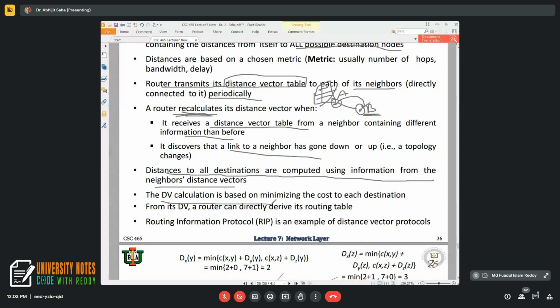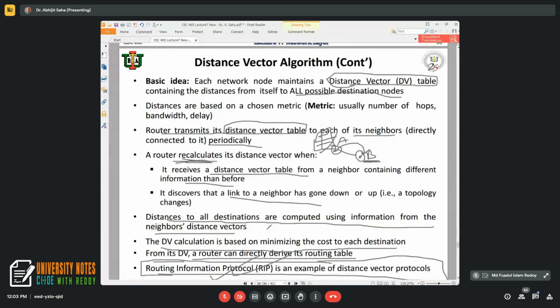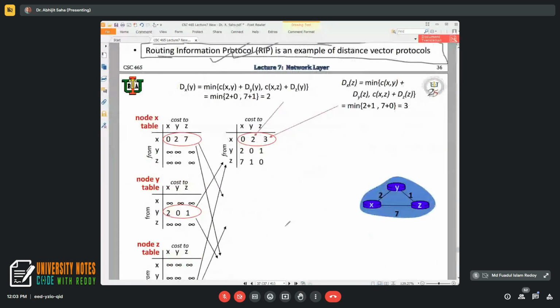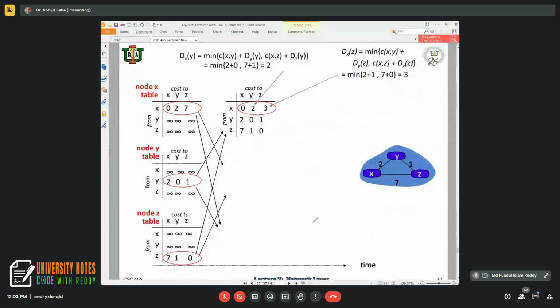The DV calculation is based on minimizing the cost to each destination. So from its DV, a router can directly derive its routing table. The Routing Information Protocol is an example of a distance vector routing protocol. We have already seen the RIP routing protocol in our lab class, right? This RIP routing protocol is based on the distance vector algorithm. Now let's see an example where we have three nodes.